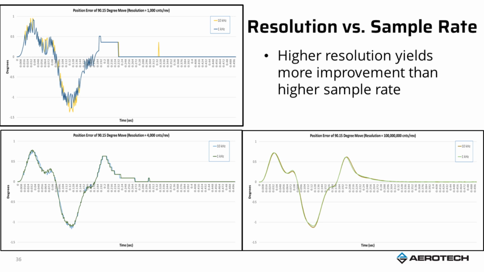If I now step up the resolution to 4,000 counts per revolution and compare 1 and 10 kilohertz, it's a much better response from both, but I can still see some of the effects of the quantization and the sample time. And then if I move to 100 million counts per revolution and compare the 1 to 10 kilohertz, there's almost no difference. And I've minimized my peak error and the settle time of the system.